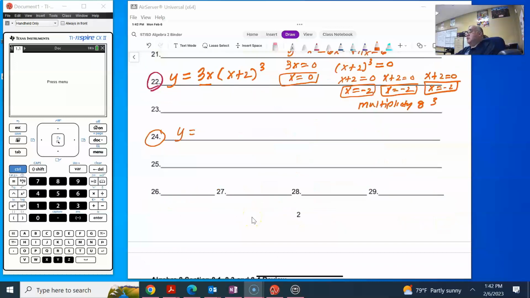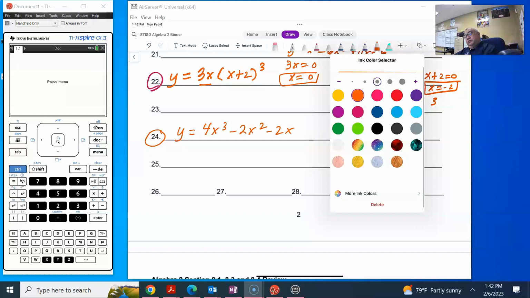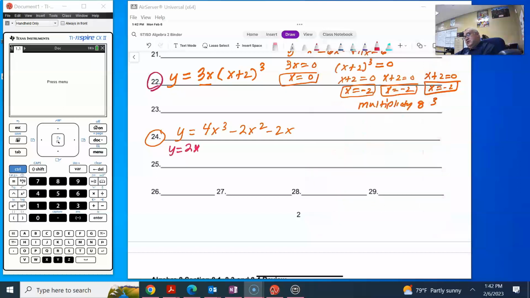So 24 has the polynomial y equals 4x cubed minus 2x squared minus 2x. And in order for us to find the zeros, we have to find the greatest common factor. In this case, it's going to be 2x. So you have 2x, and then when you factor out the 2x, you have 2x squared minus x minus 1.